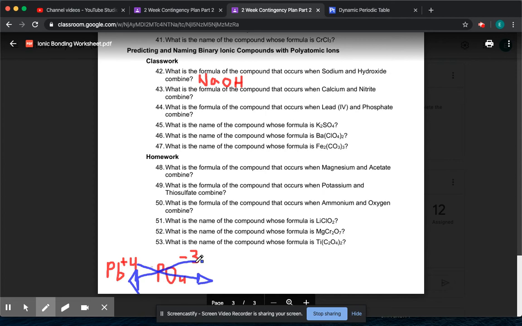And if you do that, this is telling us that our final formula would be Pb. The 3 came down to the Pb, so this would be Pb3. And then, since we have more than one of the polyatomic ion, now I need the brackets. This would be PO4. And then we have 4 of them, so then you put 4. And this would be your final formula for number 44. So this would be Pb3(PO4)4.